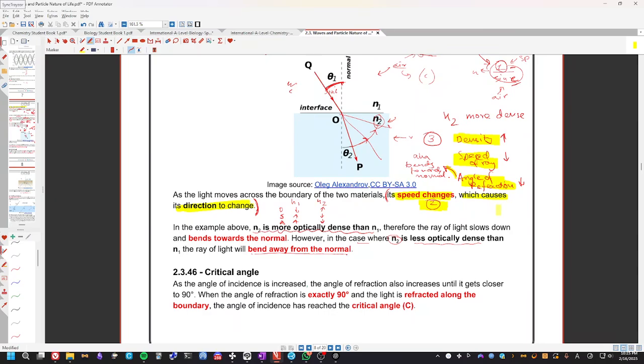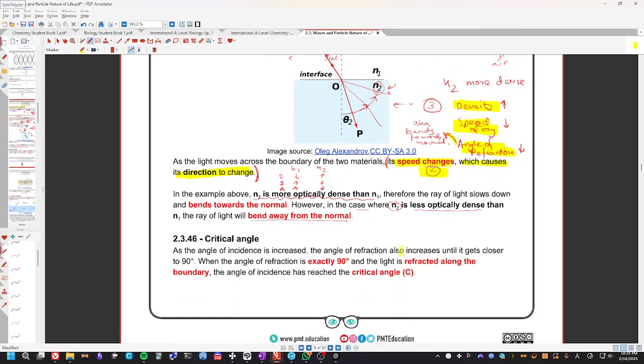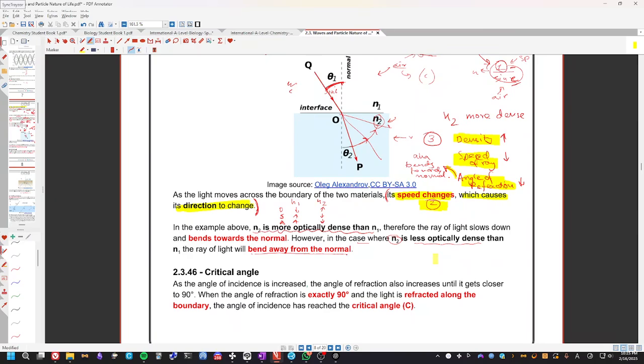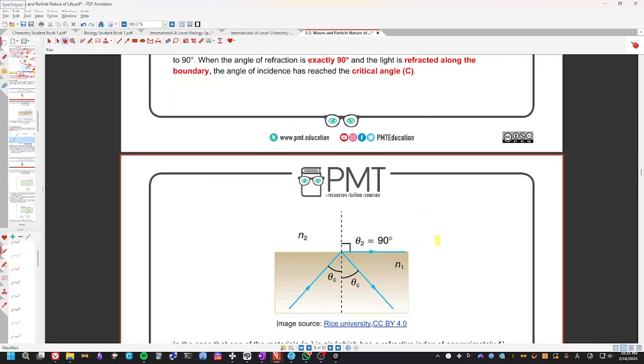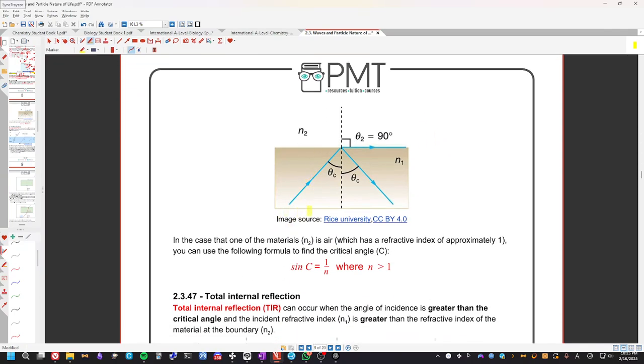So what they're saying is, we have to be looking at this diagram. If we're passing light from the medium and it's going over here, and it's refracting, then this is going to be your angle of incidence, and this is going to be your angle of refraction, because n1 is here and n2 is here. You need to think of n1 as the denser medium. In this case, n2 is air.